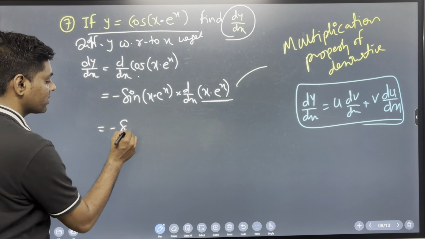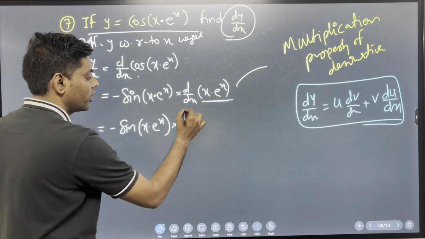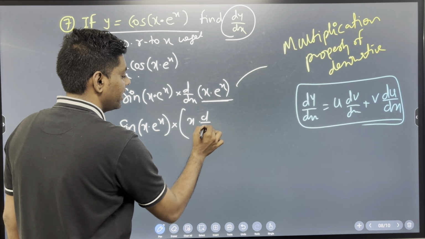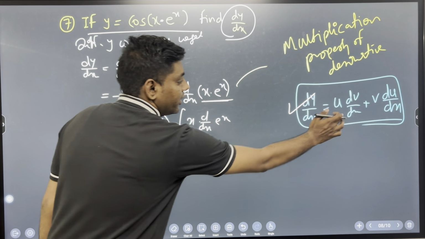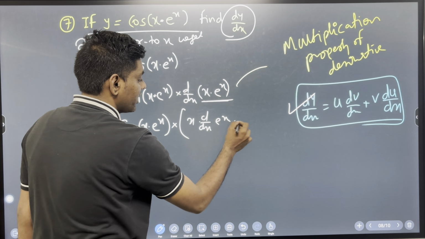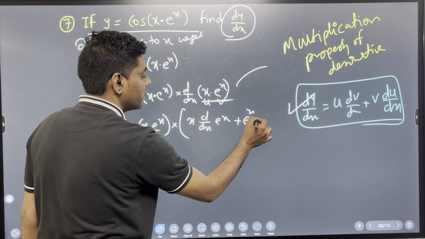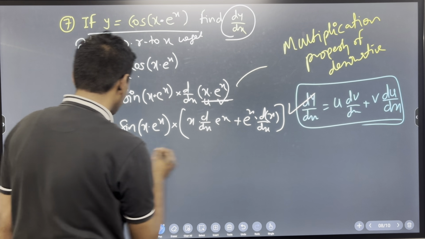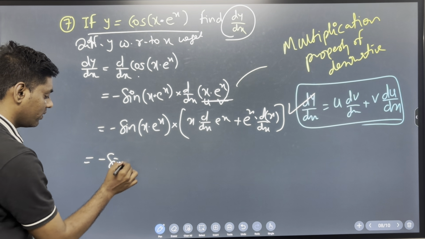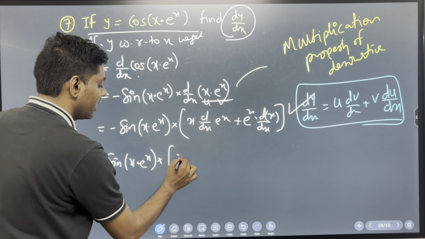So that is minus sin of x into e raised to x, and then taking the derivative of x into e raised to x using this formula, u into dv by dx plus v into du by dx. So here this is our u and this is our v. Complete the question: minus sin of x into e raised to x, x as it is.